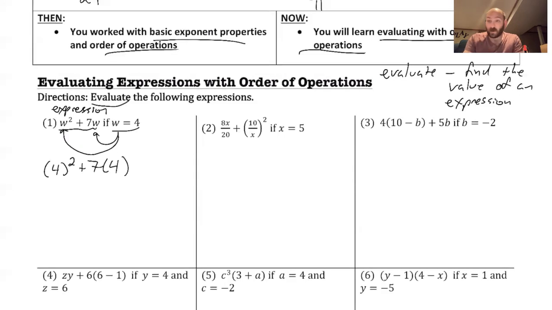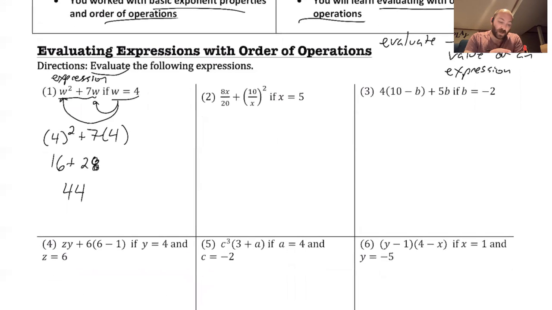So now I got my order of operations. We do our exponents first. That's going to give me 16. Then I can follow that up with multiplication, as 7 times 4 is 28. And then I can add these together. So that's going to give me 44, right? Yep, 44. Okay. And that's it. We just have to deal with some more complicated expressions and everything after that.